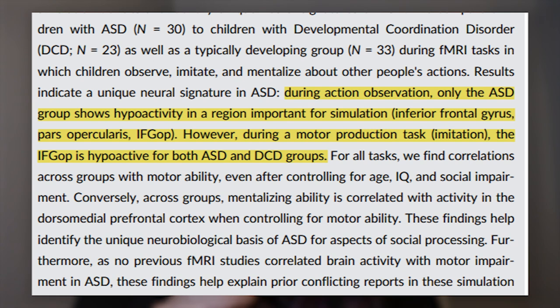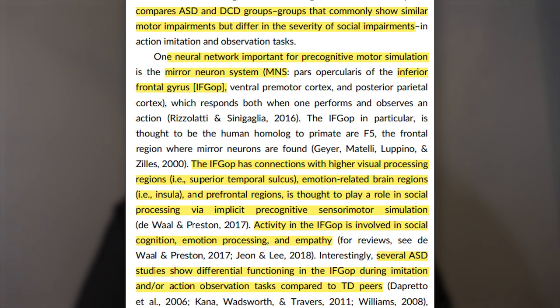Now, another study used fMRI to be able to look at brain function while people were doing specific tasks. The results found that only the ASD group had underactivity in a part of the brain that is considered to be important for simulation, the inferior frontal gyrus, pars opercularis, abbreviated as IFGOP, when it came to observing actions, while both the ASD and DCD groups had underactivity in the IFGOP during imitating a task. This IFGOP is a focus in the study, also in part because it is involved in social cognition, emotion processing, and empathy. And the social aspect has long been of interest regarding autism research.